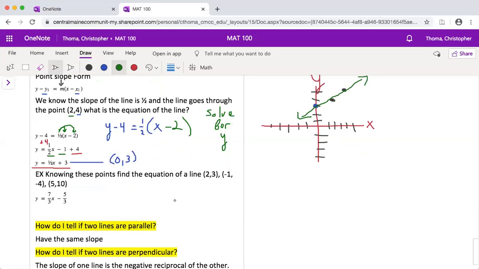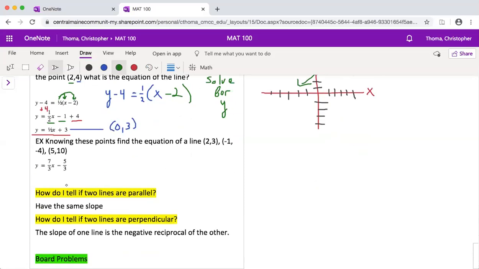All right. So the final concept I want to talk about. Two lines are parallel if they have the same slope. Two lines are perpendicular if the slope of one line is the negative reciprocal of the other, right? So if I have the equation y equals 1/2 x plus 3, a line that is parallel to that is y equals 1/2 x plus 7.